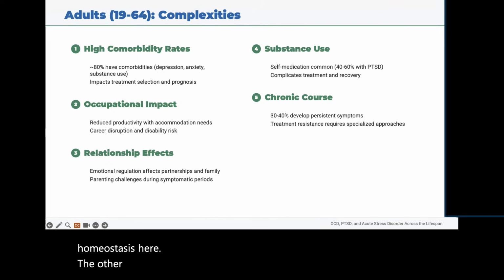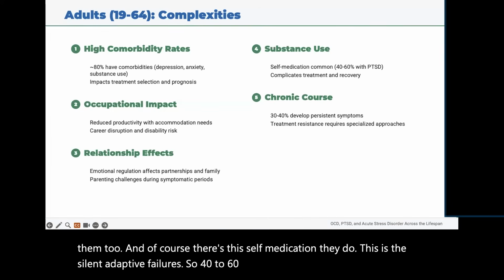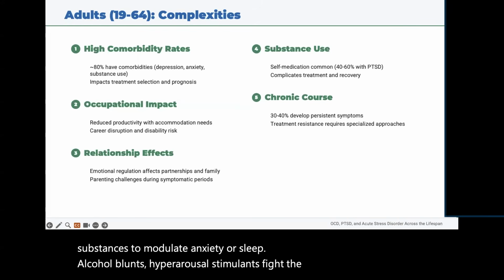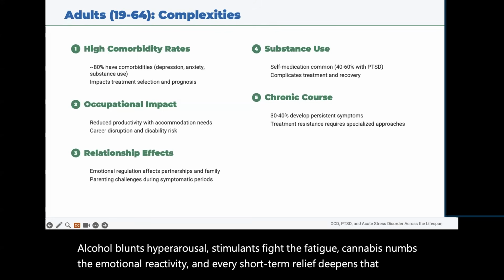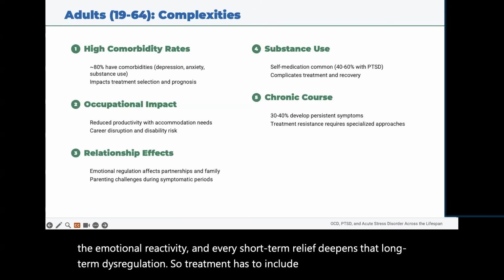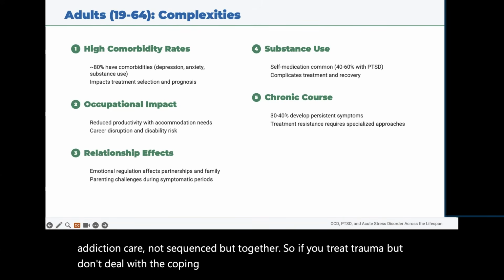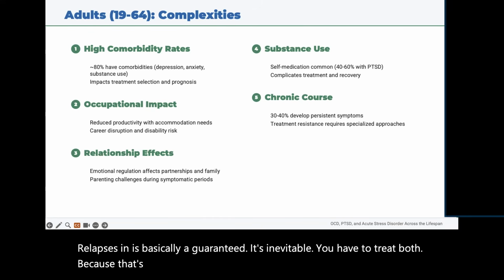The other thing is substance abuse is not unique to teenagers. Adults use them too. And of course, there's this self-medication they do. This is the silent adaptive failures. So 40 to 60% of adults with PTSD report using substances to modulate anxiety or sleep. Alcohol blunts hyperarousal. Stimulants fight the fatigue. Cannabis numbs the emotional reactivity. And every short-term relief deepens that long-term dysregulation. So treatment has to include this trauma-informed addiction care, not sequenced, but together. So if you treat trauma, but don't deal with the coping mechanism, relapse is basically guaranteed. It's inevitable. You have to treat both because that's what perpetuates the addictive behavior.